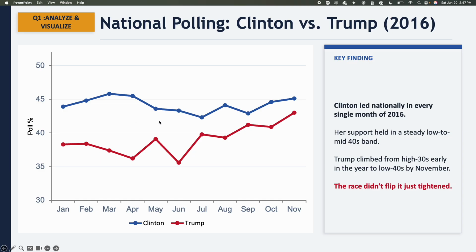Trump, on the other hand, started in the lower 30s and worked his way up. He had a notable dip in the spring, but by the fall, he was in the lower 40s. Clinton never lost her lead, but she was holding a smaller number as November approached. That matters a lot because when we look at the swing states next, we will see why.